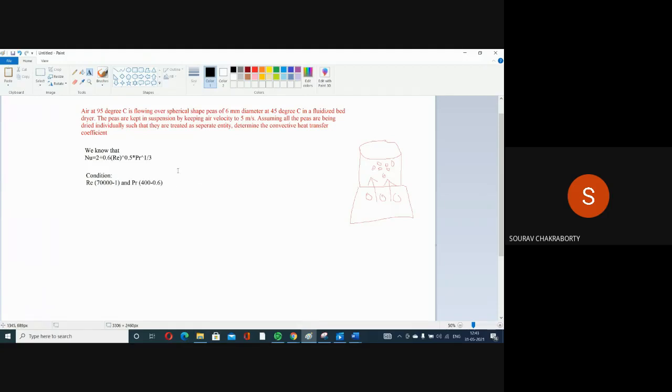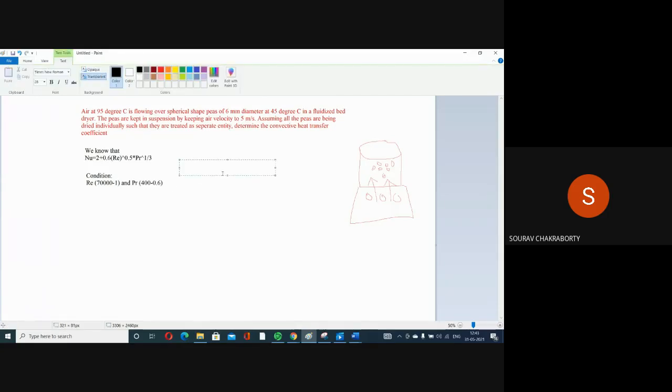Okay, so the first thing that we will determine is the fluid properties. So TF we will determine. TF will be (95 plus 45) divided by 2. It will give you 70 degrees Celsius. Okay, that we have determined.